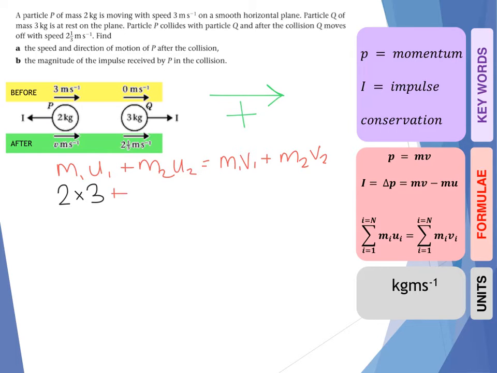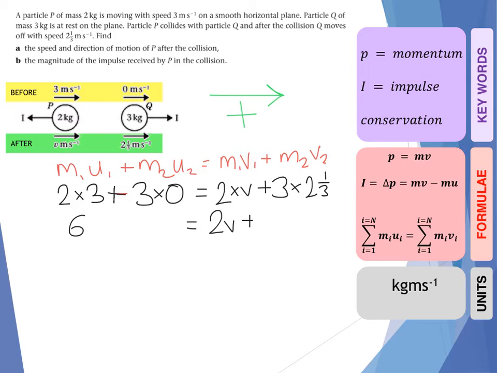Then we've got plus m2, which is 3 times its initial velocity of 0, and then we're moving on to the green section, which has our afters. So 2 times the unknown velocity plus 3 times 2 1/3. Okay, so at the moment everything's moving to the right, so everything is going to be positive. 2 lots of 3, 6 plus 0, so we've got nothing else there. 2v and 3 lots of 2 1/3 are going to give us 7.